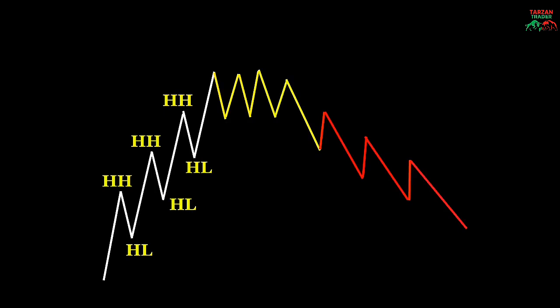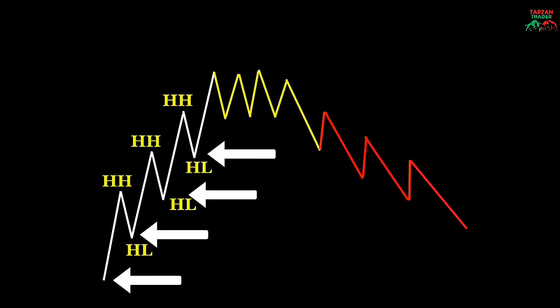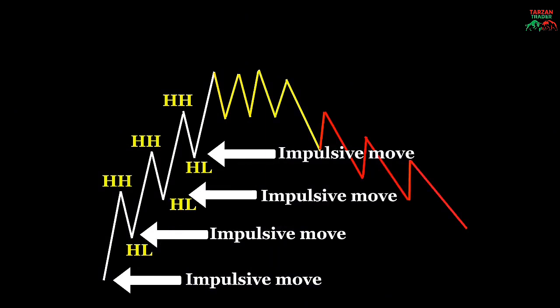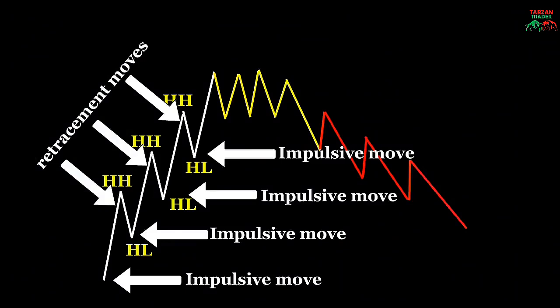In an uptrend, price moves in 2 phases. First, we have the impulsive move, where buyers push the market higher, creating a strong upward movement. Then comes the retracement move, a temporary pullback as traders take profits before the next leg up.